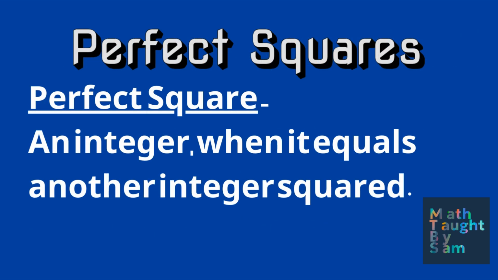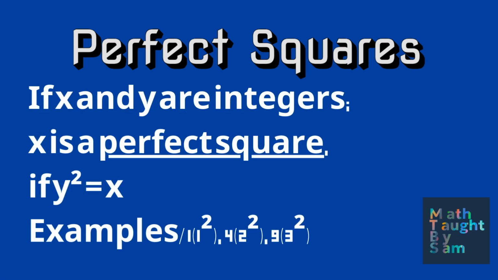Perfect squares. A perfect square is an integer that is the square of an integer, or an integer multiplied by itself. If x and y are integers, then x is a perfect square if y squared equals x. Example, perfect squares: 1 is the square of 1, 4 is the square of 2, 9 is the square of 3, etc.